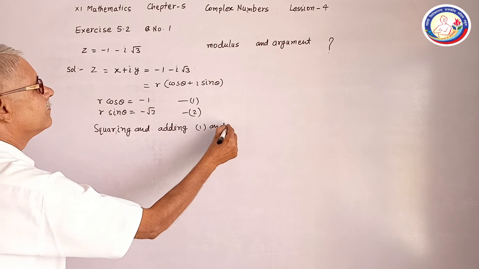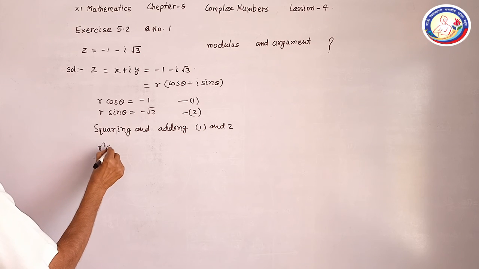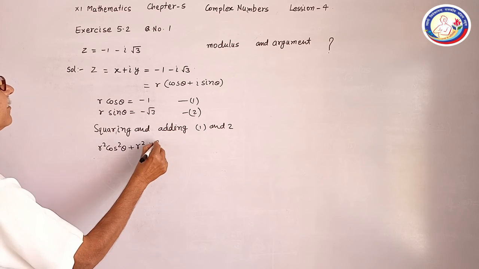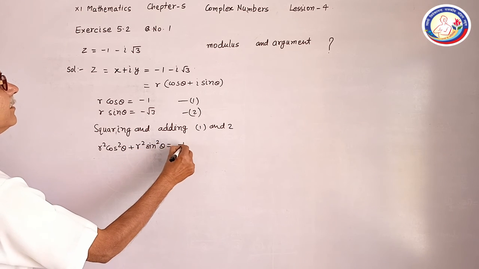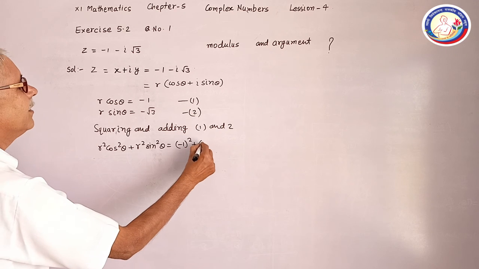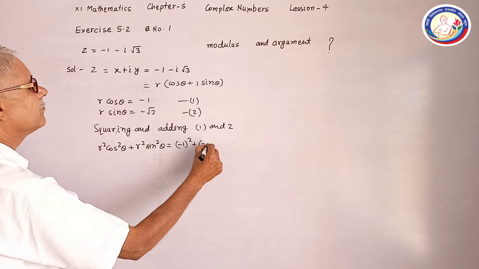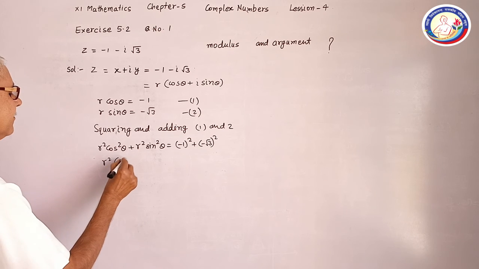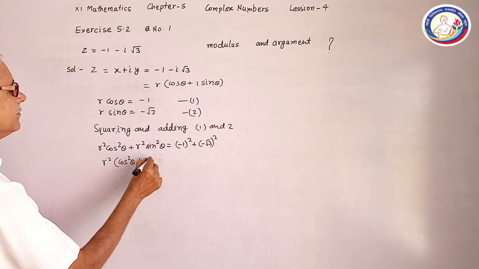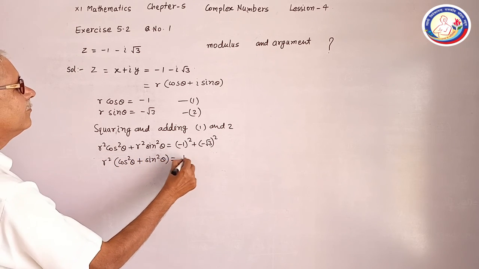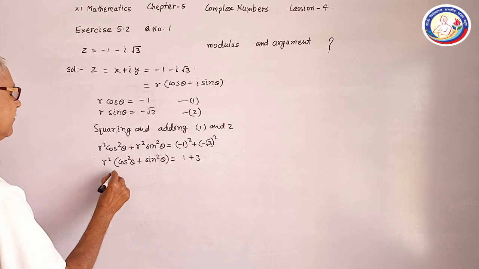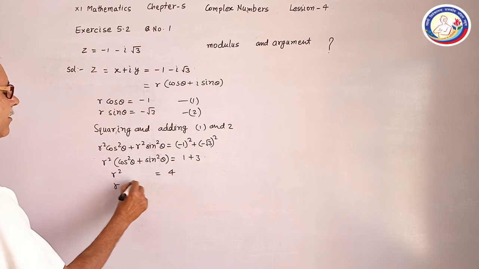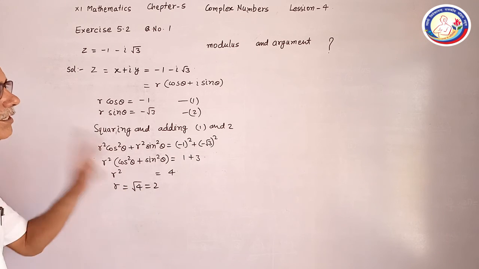One and two. R square cos square theta plus r square sin square theta is equal to (-1) square plus (minus square root of 3) square. This will be r square times (cos square theta plus sin square theta) equal to 1 plus 3. R square equal to 4 and r is equal to the square root of 4, that is 2. It is again 2 here.